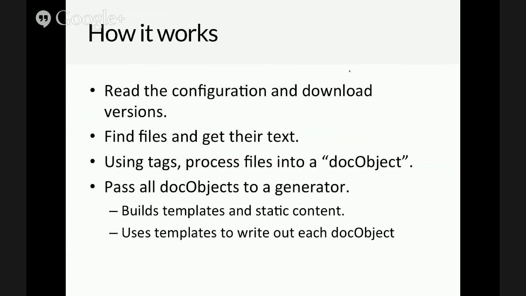Then it'll pass it off to this process step that, given all the tags, reads through line by line and converts these files into what's called a doc object. A doc object is just an object of properties that's passed to a template, which the template uses to render out the final output of the page. So once all of the doc objects are processed, it passes them to the default HTML generator, and the generator builds the templates and static content and uses the templates to write out each doc object.